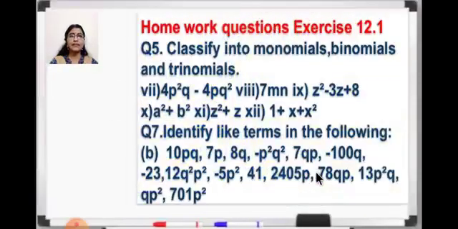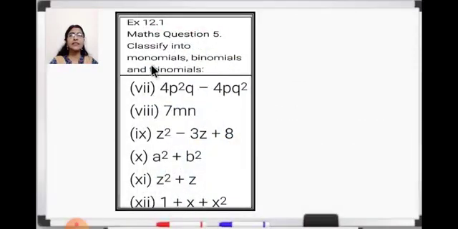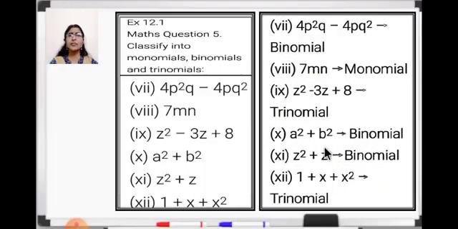So first let us start with homework questions which I have given you in the previous live session. This was your homework question. Question number 5, classify into monomials, binomials and trinomials. From 7th part to 12th part was your homework. Here the questions 7 to 12 are written. You have to just identify whether they are monomial, binomial or trinomial. You must have done it in your notebook. You can check whether you have done correctly or not.